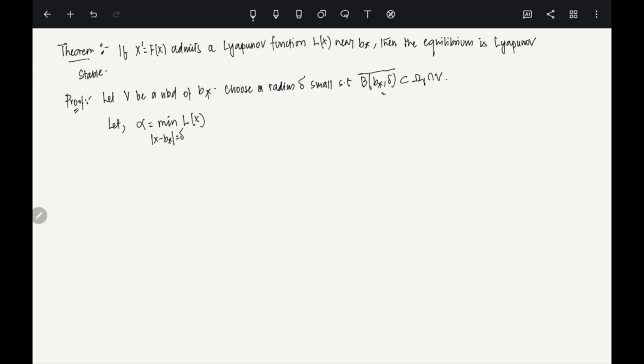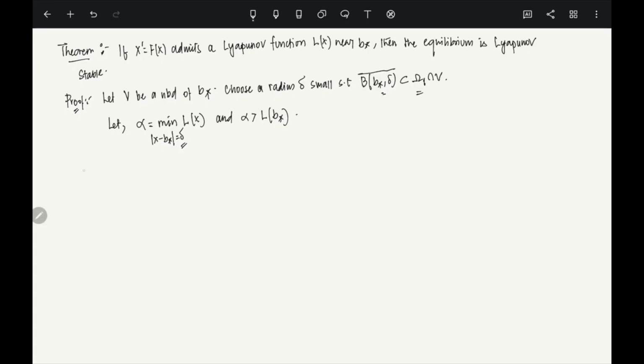I hope this is fine, what I wrote. And of course, alpha will be greater than L of B star. I hope this is clear. Why? Because B star is the minimum of L on omega 1, and since this ball is in omega 1, alpha has to be greater than L of B star, because L of B star is the minimum.